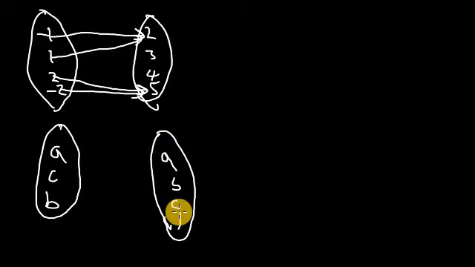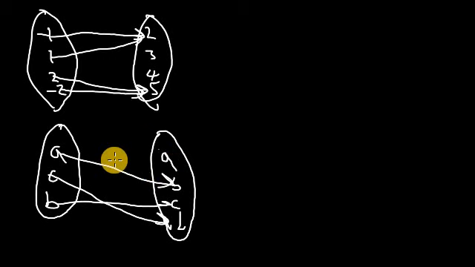A, B, C, D. If B is mapped to C, C is mapped to D, and A is mapped to B, this is still one-to-one. This A, don't let it confuse you. Since it doesn't have an input, then leave it that way.